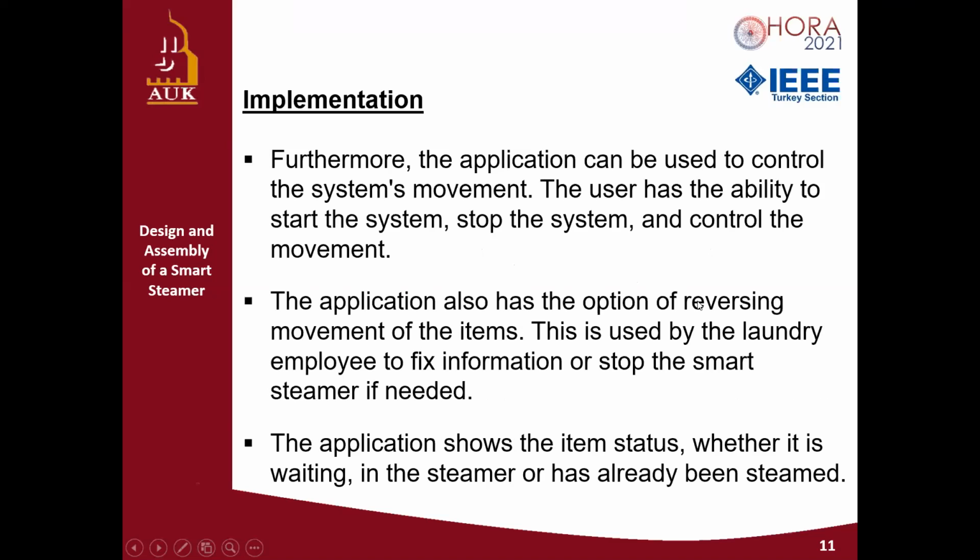Furthermore, the application can be used to control the system's movement. The user has the ability to start the system, stop the system, and control the direction of movement. The application also has the option of reversing movement of the items. This is used by the laundry employee to fix information or stop the smart steamer if needed. The application shows the item status, whether it is waiting in the steamer or has already been steamed.